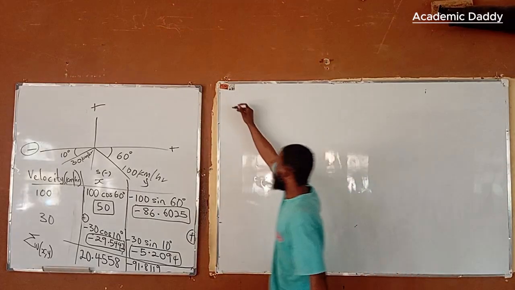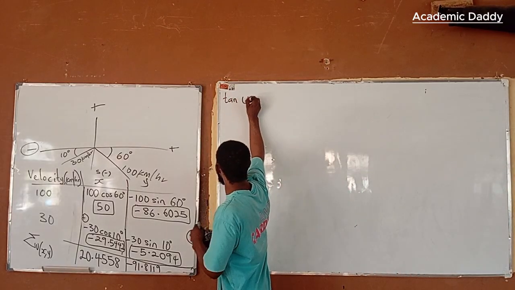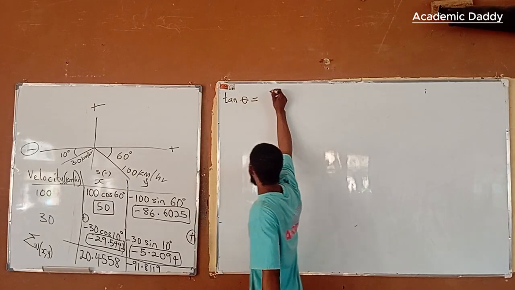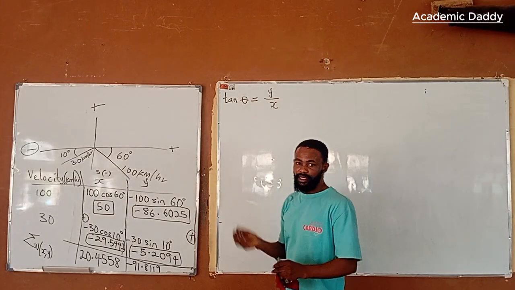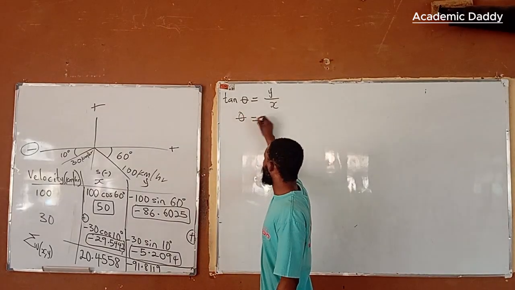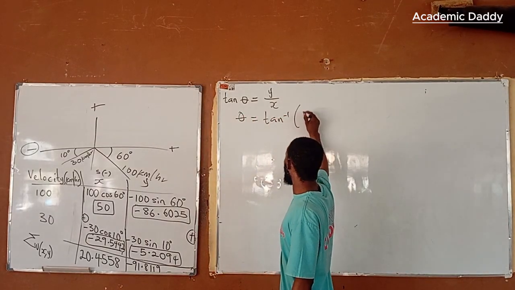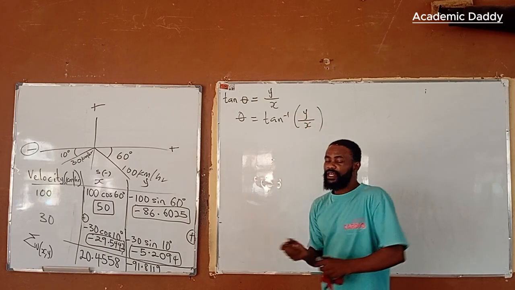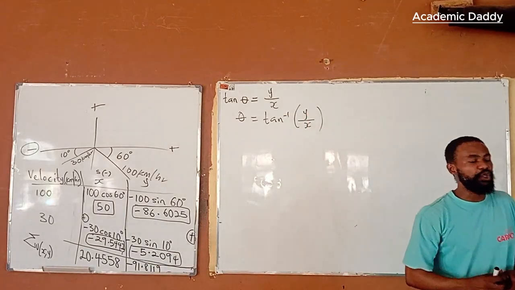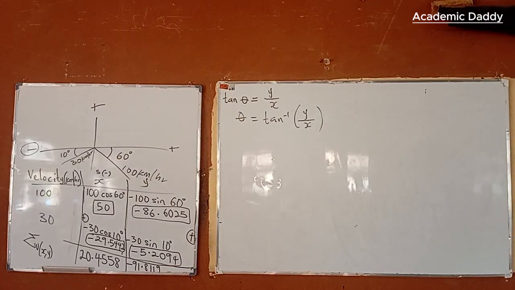Oh yeah, do you remember tan theta? Let's just finish this. Tan theta is equal to y over x, which means that theta will be equal to tan inverse of y over x. Please, the idea of using resolution of vectors is simply taking a single vector to the x and y axes so that you can use the tan rule. That is why I told you, anytime you have resolution of vectors, it is easy to find the angle: you just use the tan rule and get your angle.